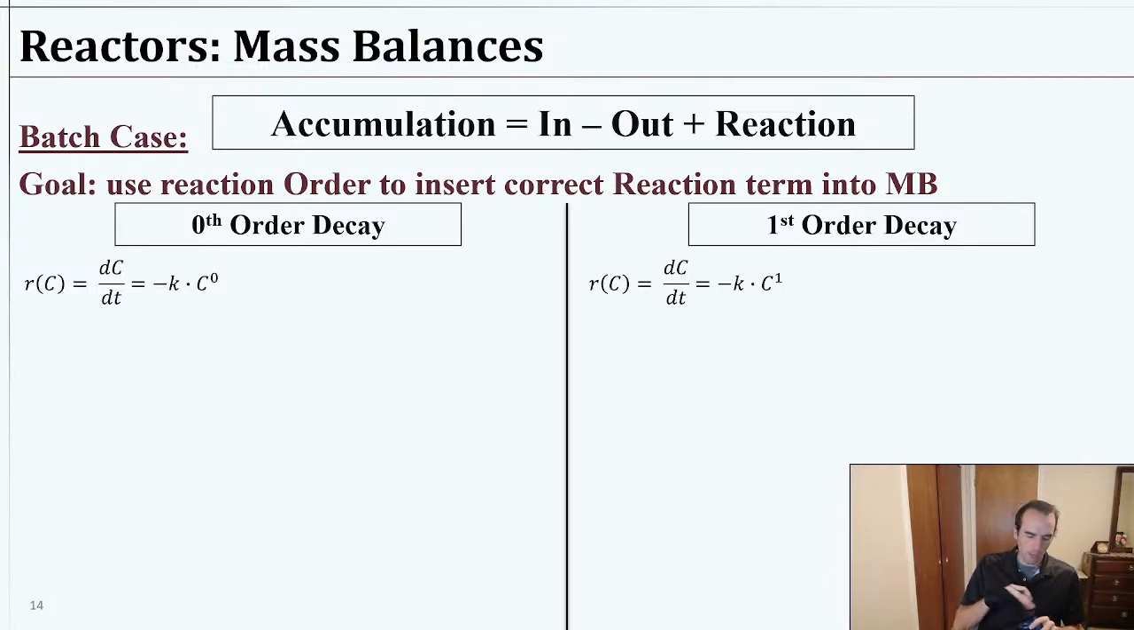Okay, so let's start with the batch case and derive a mass balance equation from the big picture of accumulation as the input minus output plus reaction, and take two different scenarios: a zero order decay and a first order decay.